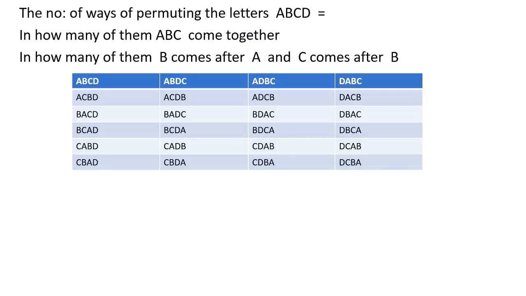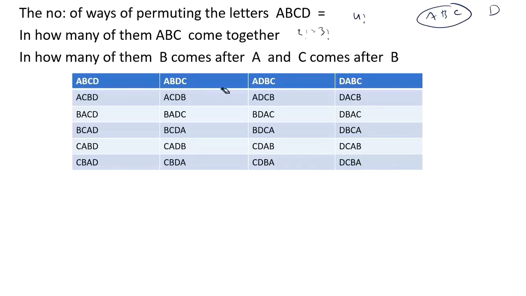The total number of ways in which I can arrange these objects A, B, C, D is going to be 4 factorial. In how many of these arrangements do A, B, C come together? A, B, C come together means I have to tie A, B, C. After tying A, B, C, I have 2 units. Now I can arrange these 2 units in 2 factorial ways, and in this 1 unit, I can arrange A, B, C in 3 factorial ways. Therefore, the total number of arrangements in which A, B, C come together is equal to 2 factorial times 3 factorial.